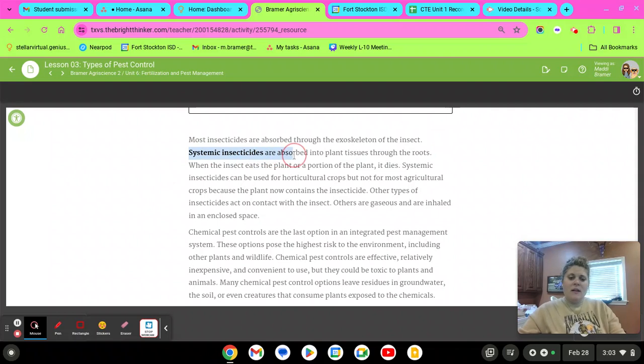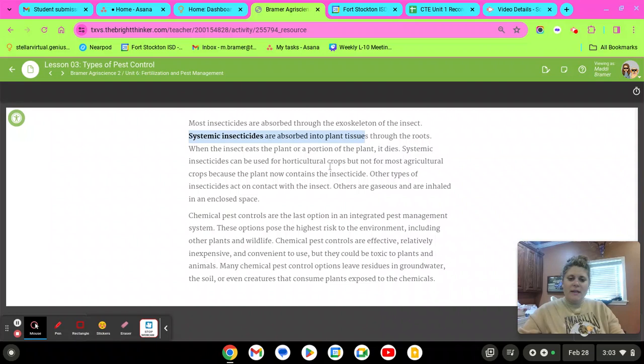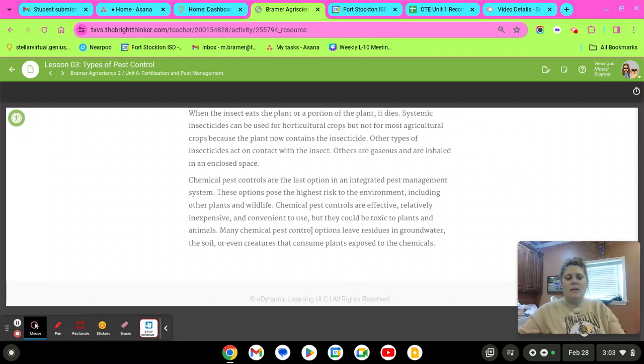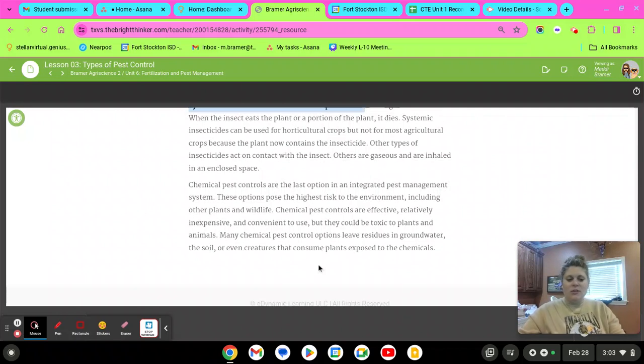Systemic insecticides are absorbed into plant tissues through the roots. When the insect eats that plant, then it dies. So that's kind of the difference. Other types are on contact, and others are gaseous and inhaled in an enclosed space. Just be aware that chemical is the last option. There are all these other options, biological, mechanical, cultural, that you could use first.